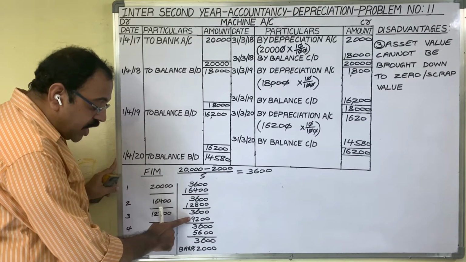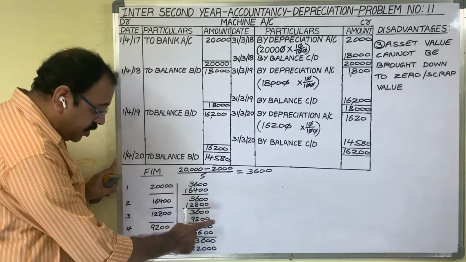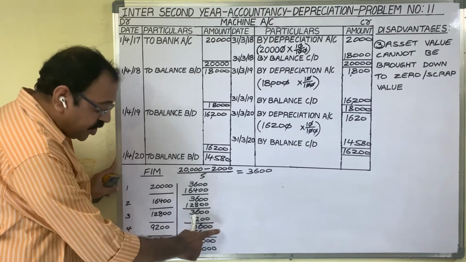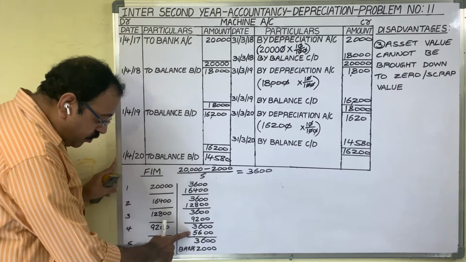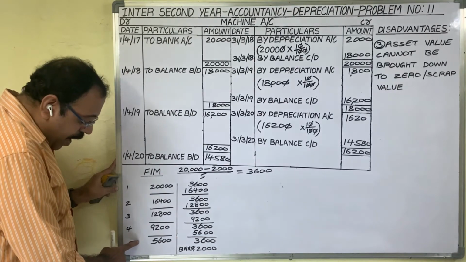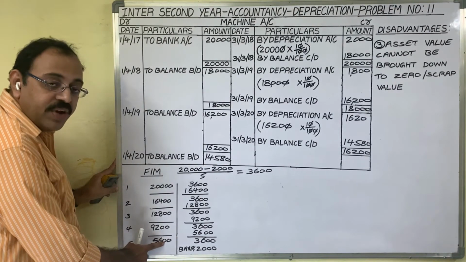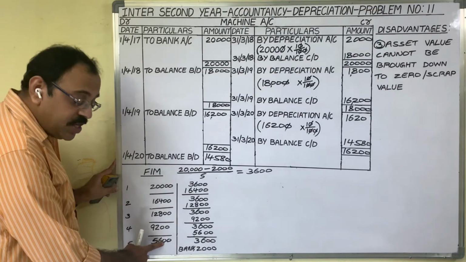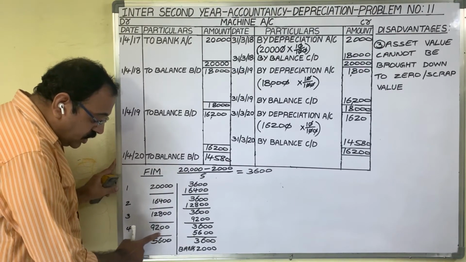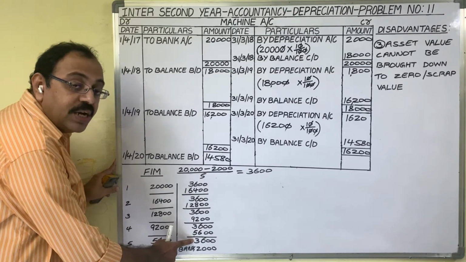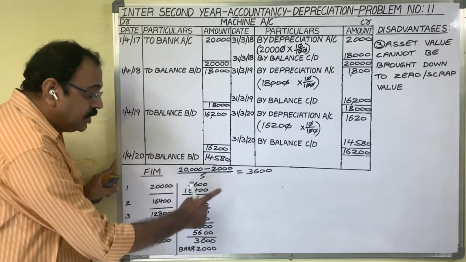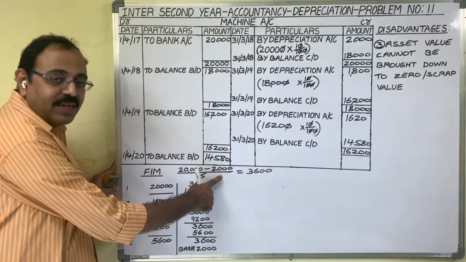Third year balance carried down 9,200. Fourth year balance carried down 5,600. Fourth year balance carried down, we should bring on the debit side of the fifth year now. To balance brought down 5,600. Fifth year depreciation 3,600 and 5,600 minus 3,600 is equal to 2,000. The 2,000 is what? Scrap value of the asset.